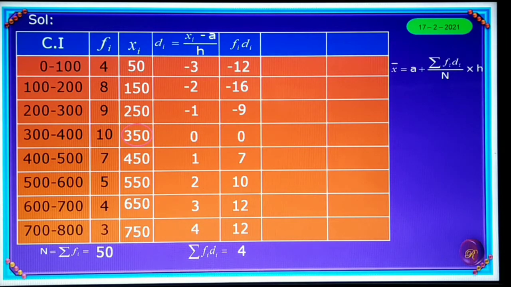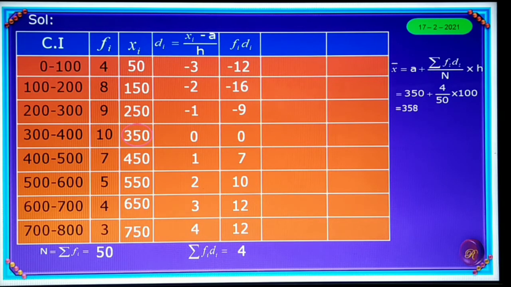Therefore, x bar is equal to assumed mean plus sigma fi di divided by n, into h, is equal to 350 plus 4 into 100 divided by 50, is equal to 358.